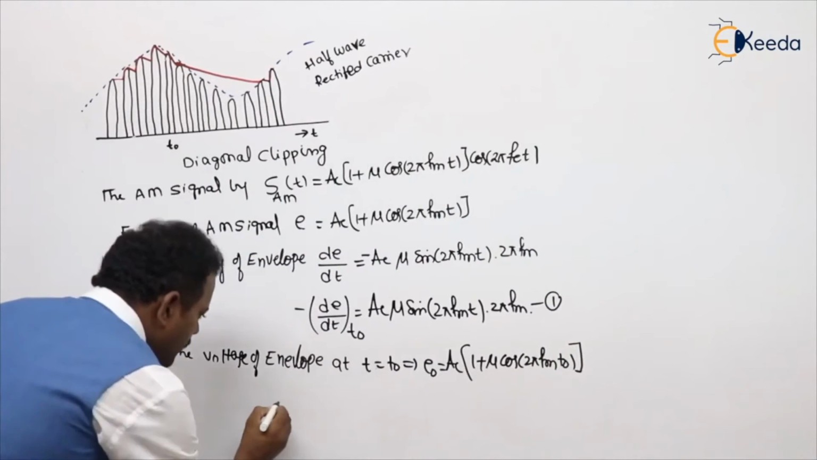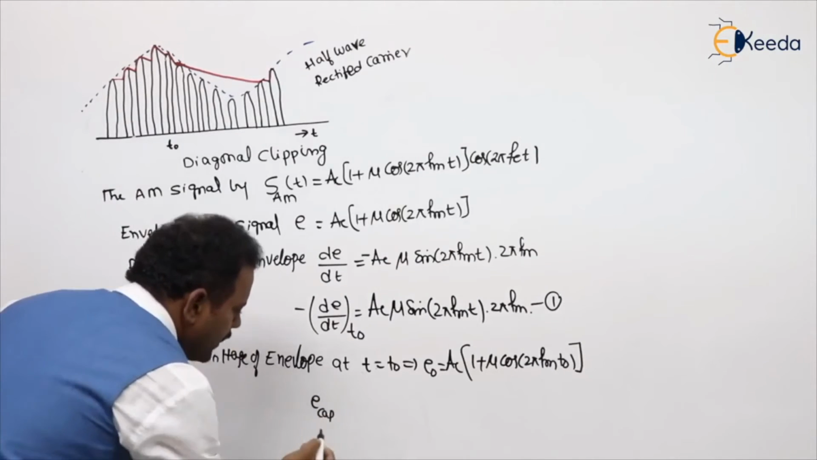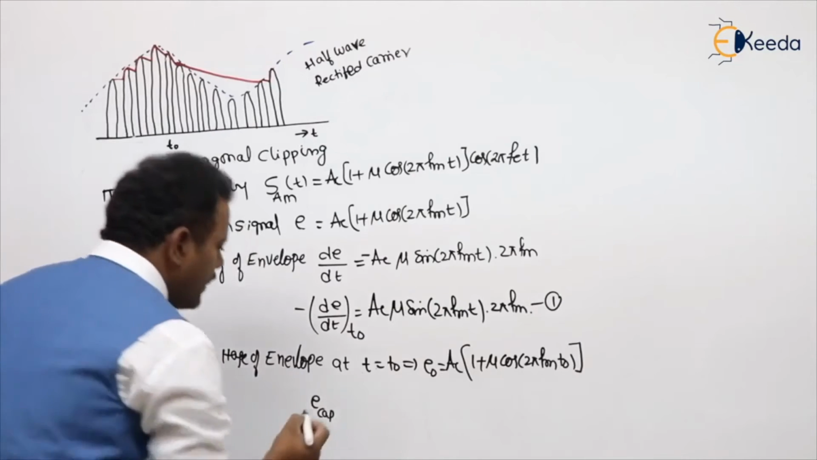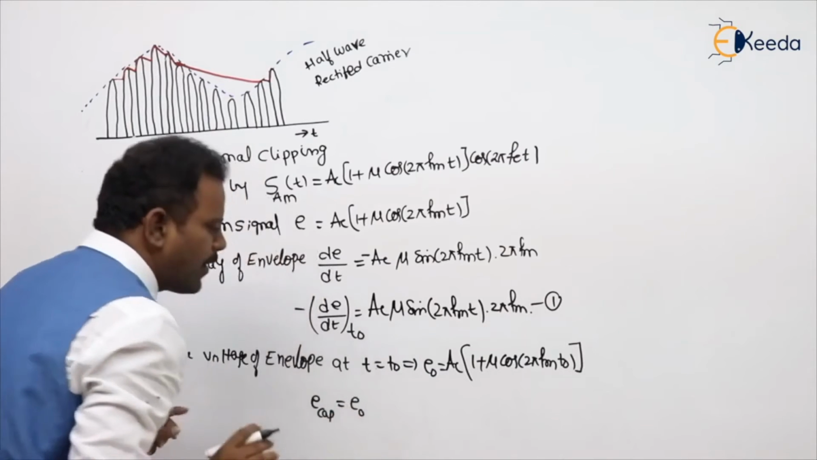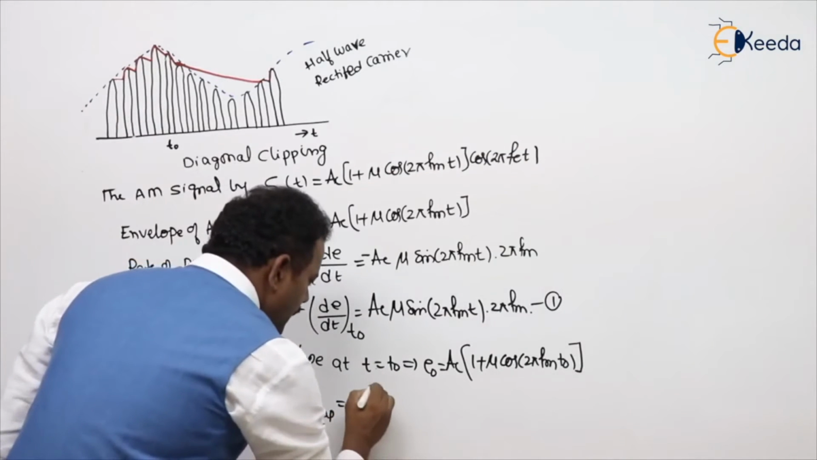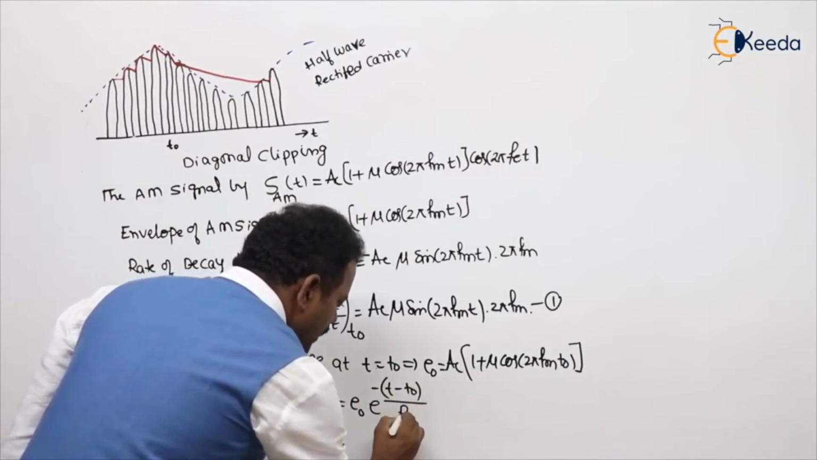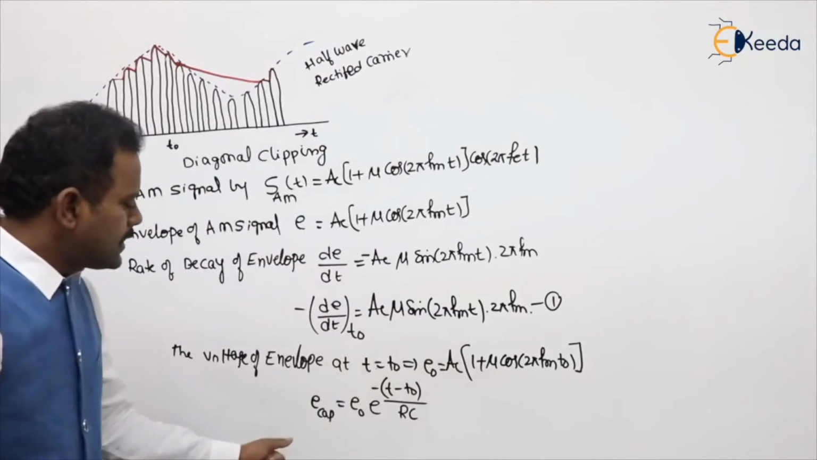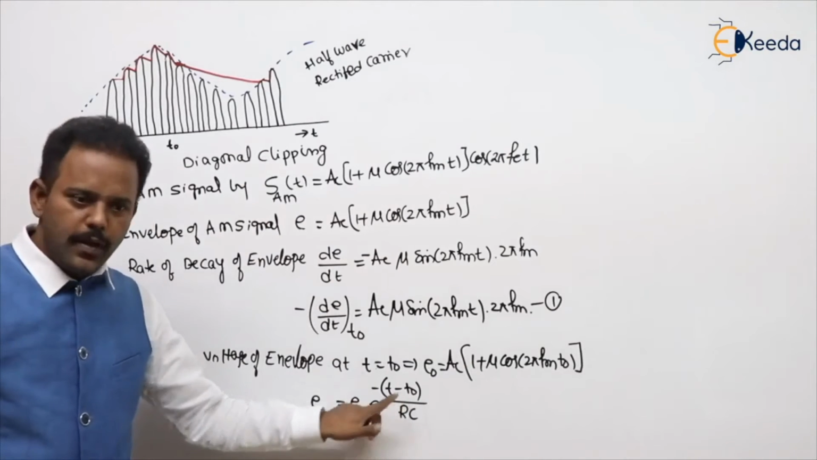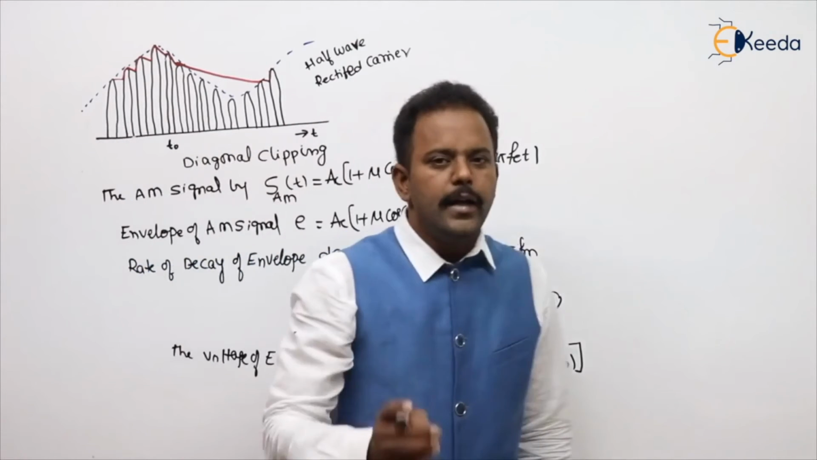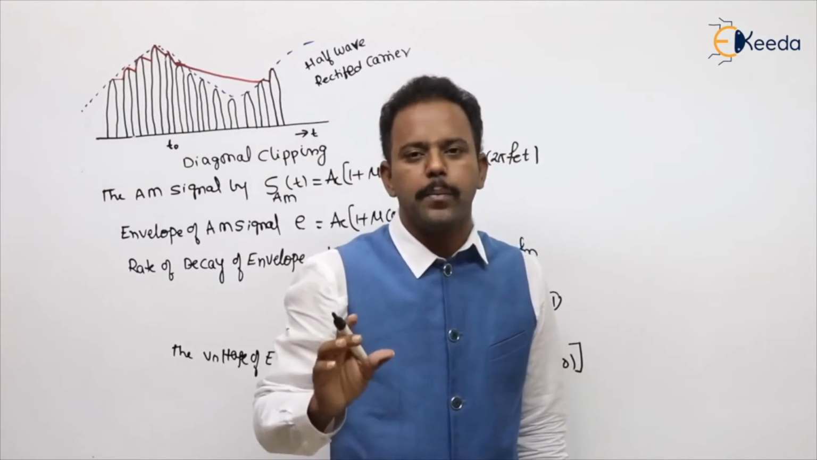The expression for that one is: I am writing E cap as the capacitor voltage at any instant. It is not discharging from, it has an initial value E naught, into e power minus (t minus t naught) divided by its time constant, which is RC. This is the capacitor voltage at t naught. Now I am calculating the rate of discharge of a capacitor, the discharging rate of a capacitor.